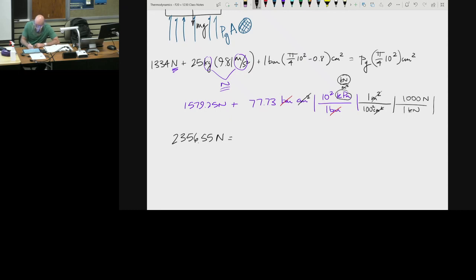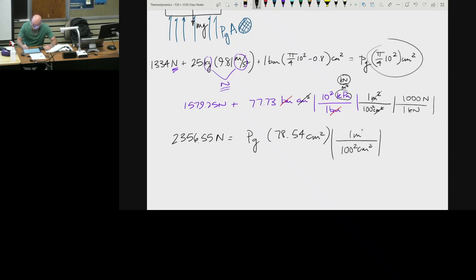newtons is equal to the pressure of the gas times, well, what do we have here for the area? The area is going to be pi over 4 times 10 squared. This is going to be 78.54 centimeters squared. I'm again going to have to convert here that there's 100 squared centimeters squared in 1 meter squared. So I'm going to get 2,356.55 newtons is equal to the pressure of the gas times 78.54 divided by 100 squared. Should be able to do this in your head, I guess. 0.007854 meters squared.